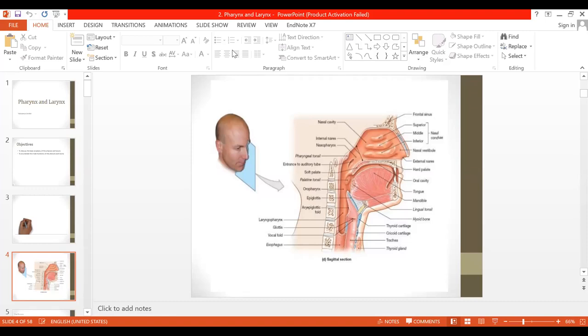We also have to note that in case of any emergency airway, don't forget the cricothyroid membrane. You can do cricothyroidotomy and that can save a patient as you buy time for a tracheostomy. Okay. Any question?